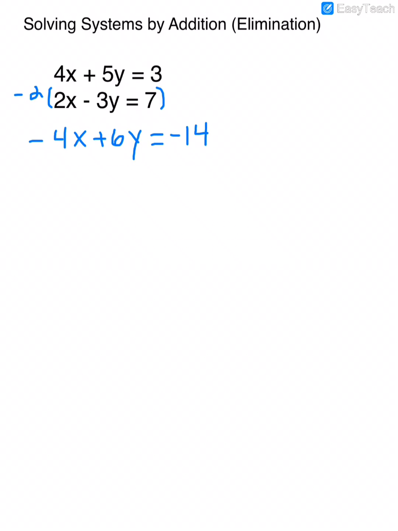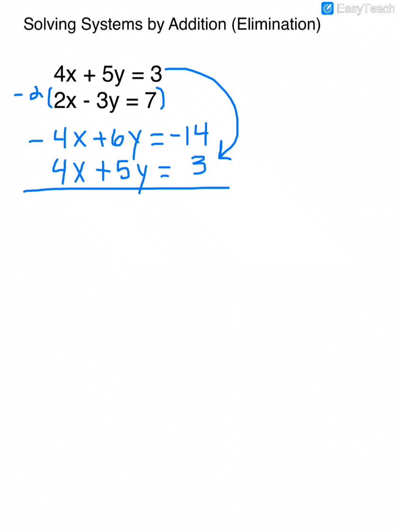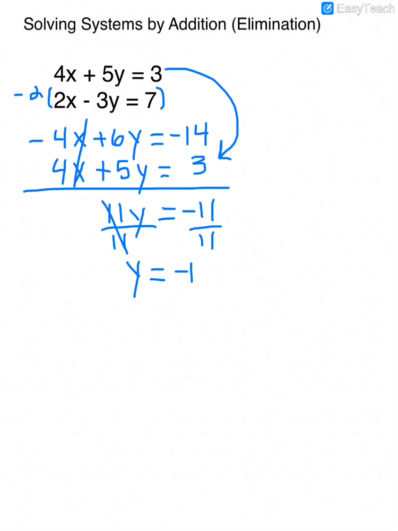And then I'm going to just bring that top equation down and write it underneath here. So that gives me 4x plus 5y equals 3. And now when I add the two together, my x's cancel, and I get 11y equals -11. Divide by 11. So y equals -1. Okay, that's my y.